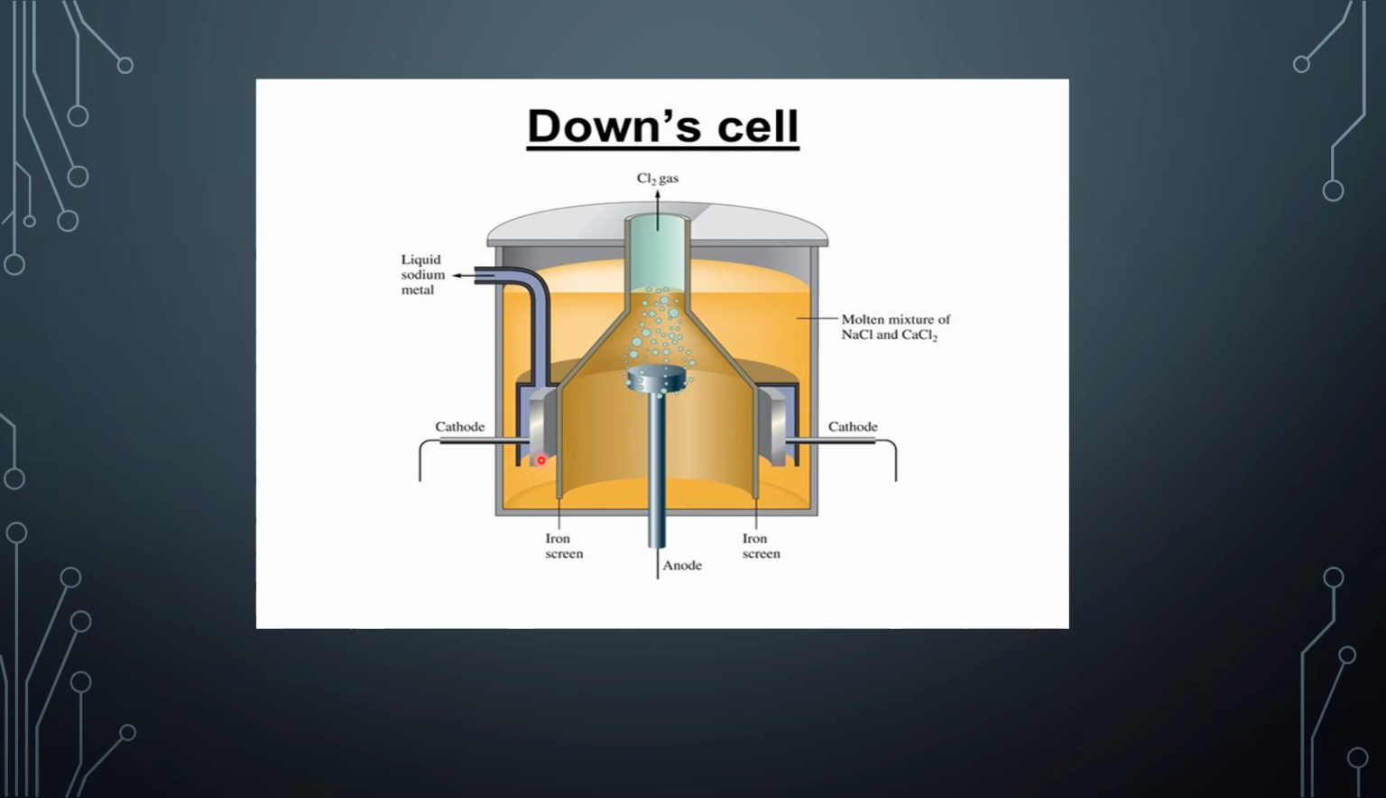After converting into sodium metal, the sodium metal, being less dense than the sodium chloride, will rise up in this tube where it is collected separately. The chloride ions which were moving towards the anode will lose electrons and convert into chlorine gas. Chlorine, being a gas, will rise up in the form of bubbles and is collected here.